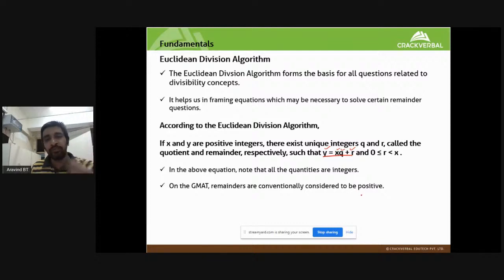Also note that on the GMAT, remainders are conventionally considered to be positive. We have not seen a lot of GMAT questions that deal with negative remainders. But as and when we come to a question where I think negative remainders can be employed, I will discuss negative remainders. But 90% of the times, GMAT doesn't expect you to know about negative remainders, right? There are ways of dealing with questions without actually knowing about negative remainders.